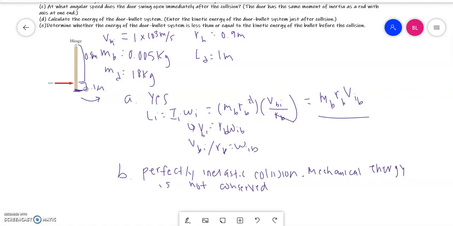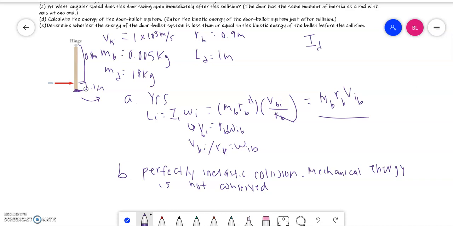Part C asks, at what angular speed does the door swing open immediately after the collision? The door has the same moment of inertia as a rod with an axis at one end. So that part in parentheses is just telling us what equation we'll need to use for the moment of inertia of the door, which will be 1/3 times the mass of the door times the length of the door squared.